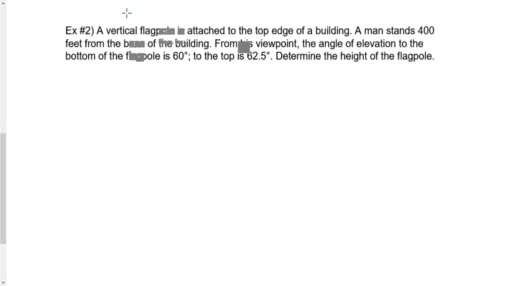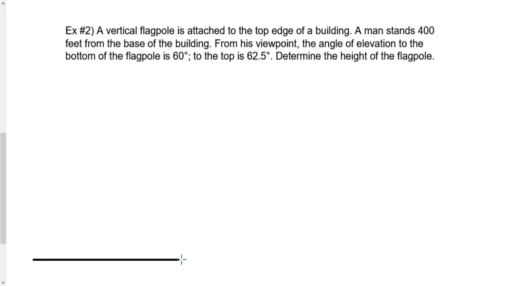A vertical flagpole is attached to the top of the building. A man stands 400 feet from the base of the building. From his viewpoint, the angle of elevation to the bottom of the flagpole is 60 degrees, to the top is 62.5. Determine the height of the flagpole.